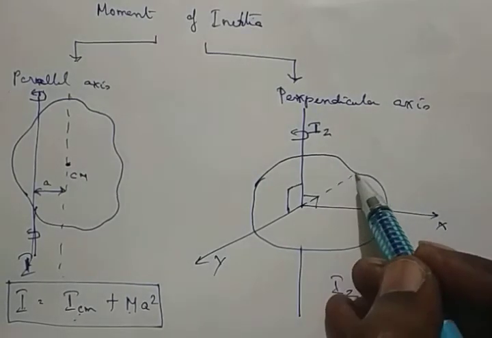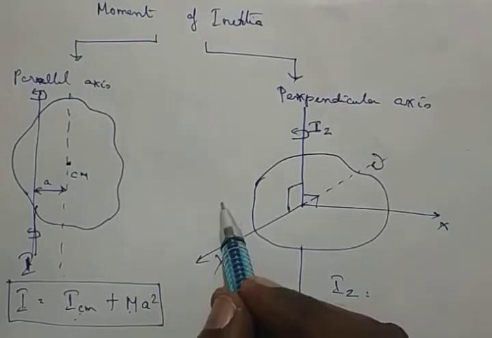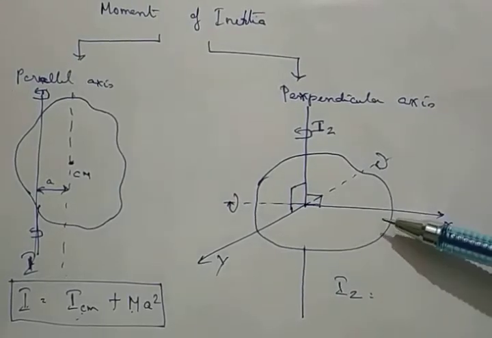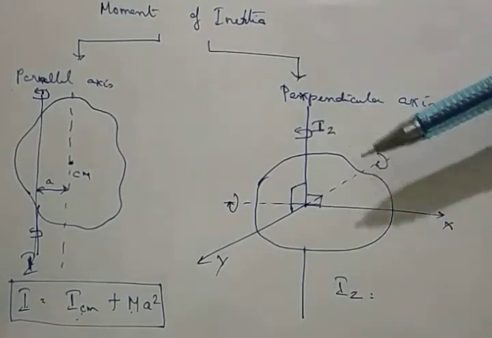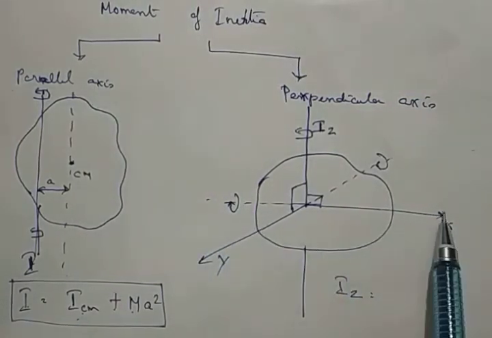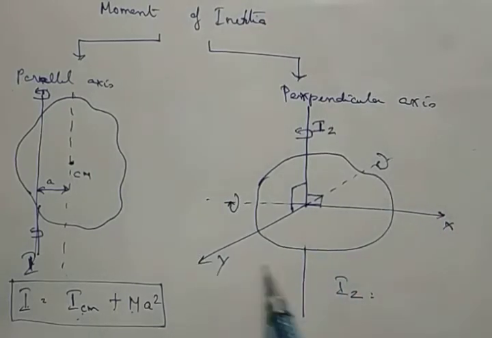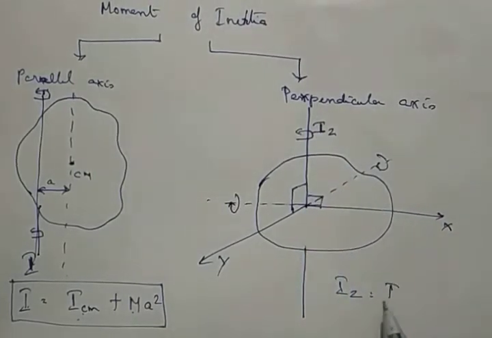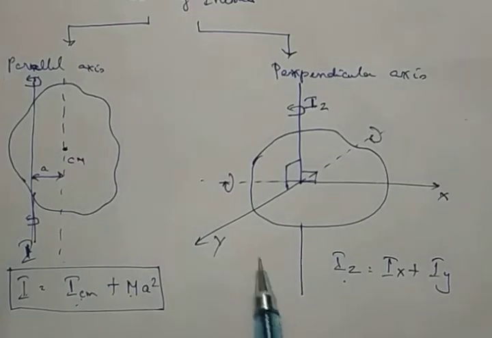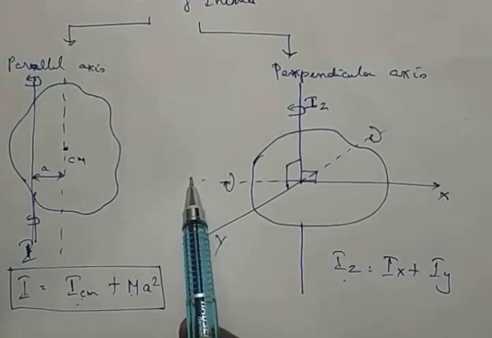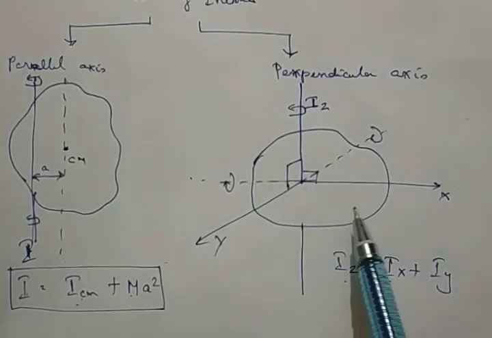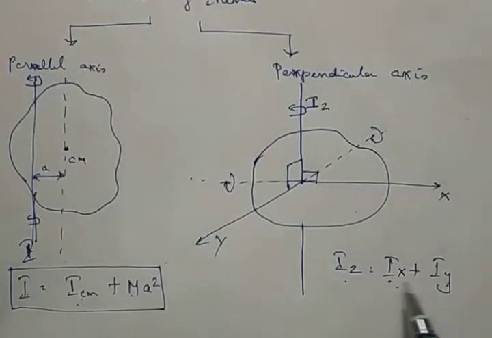Along the y-axis, the body can rotate, and along the x-axis, the same body also rotates. If the body rotates along the x-axis, and if the body rotates along the y-axis, then the moment of inertia along the x-axis plus the moment of inertia along the y-axis is equal to the moment of inertia along the z-axis. So Ix plus Iy is equal to Iz. If you are able to find the moment of inertia along the x-axis, this is Ix, and the moment of inertia along the y-axis, you add both of them and you will automatically get Iz.